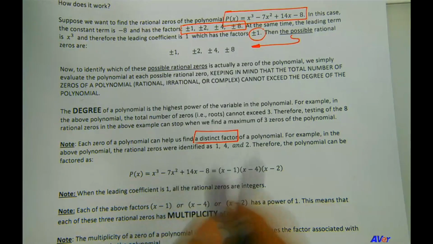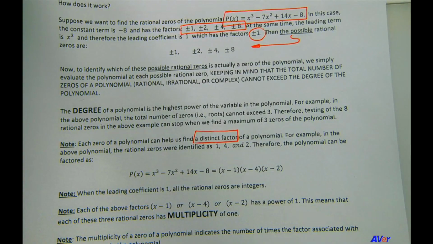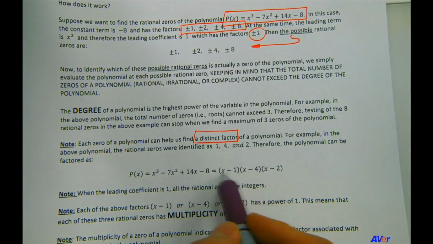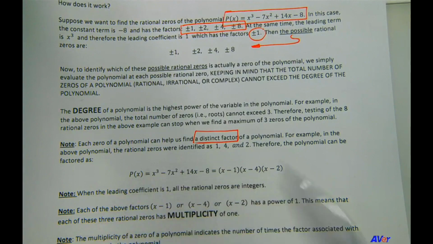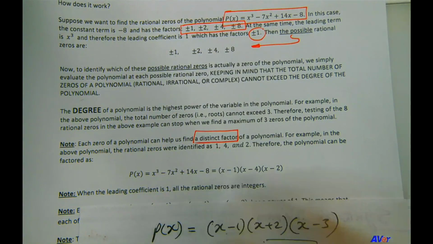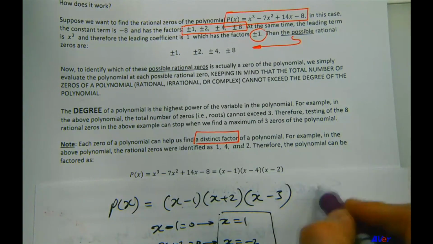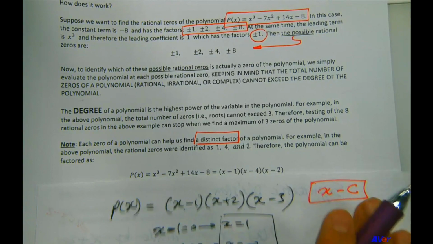So that's the real reason why we look for the rational zeros of a polynomial: in order for us to write the polynomial in factored form. Remember that the formula for the factors of a polynomial is x minus c. We have x minus c as the formula for the factors.